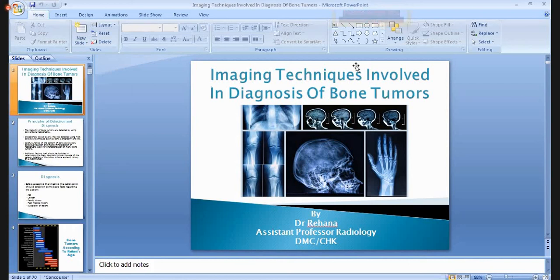Whenever there is a benign lesion, we don't need any further imaging modality. For the malignant, it is very necessary, especially then we go for the MRI. Whenever there is a malignant lesion, we have to assess the local extent of the lesion for the treatment purpose: which muscles are involved, which nerves are involved, which vessels are involved, whether these are involved or spared. On this basis, the surgery or treatment plan is made.